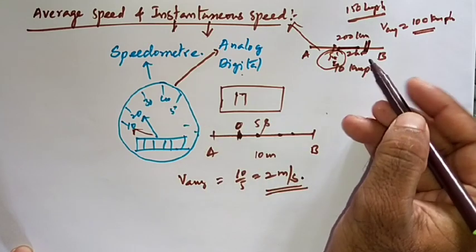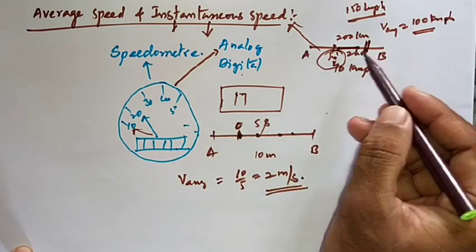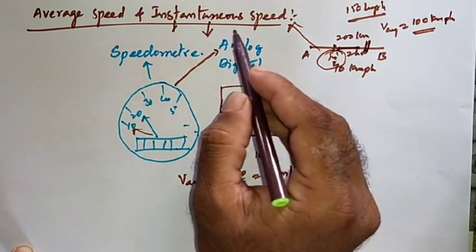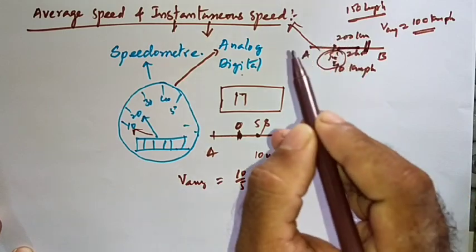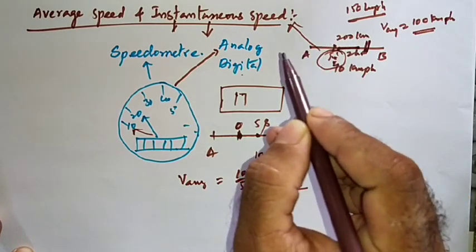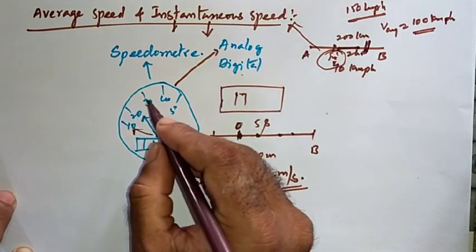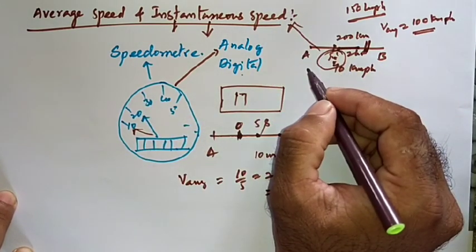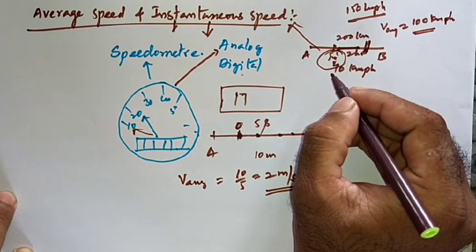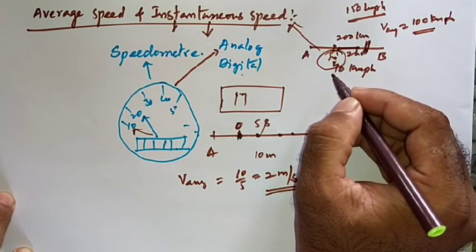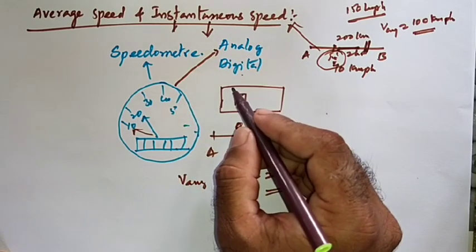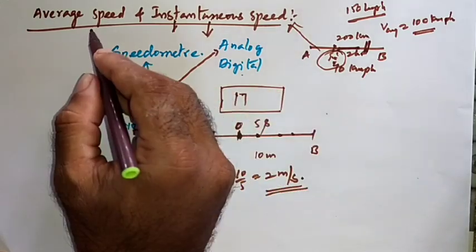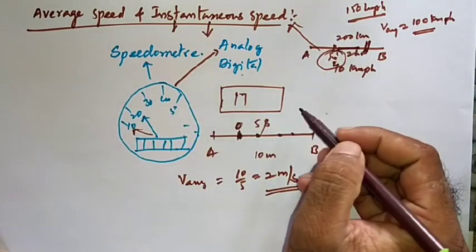So we will be calculating average speed for the whole journey. Understood the difference between average speed and instantaneous speed? Instantaneous speed is nothing but the speed of the vehicle at a particular point. At a particular point of time, or at a particular point of distance on the road, that gives instantaneous speed. At that moment, what is the speed of the vehicle? Clear? Average speed is calculated for the total journey.